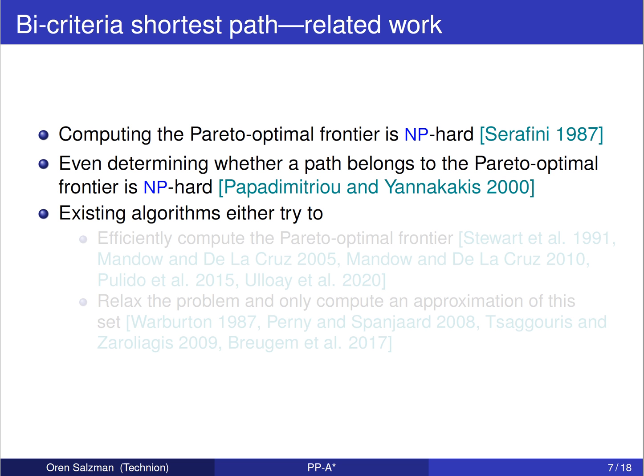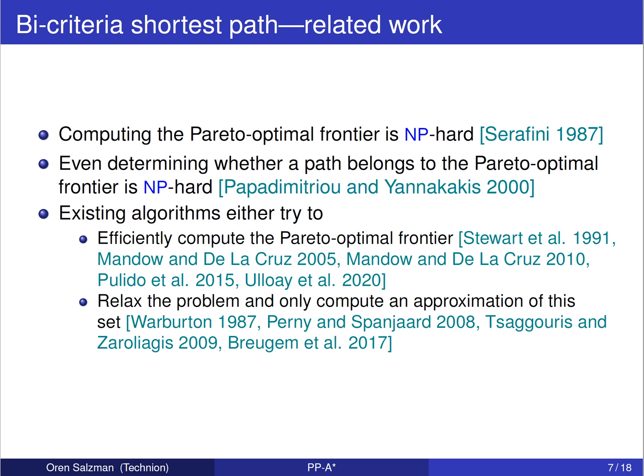So we would like to compute the Pareto-optimal path because these are the paths that in some sense are the best for some balance between the two optimization criteria. Unfortunately, computing the Pareto-optimal frontier is NP hard. Not only that, even determining whether a path belongs or does not belong to the Pareto-optimal frontier is already an NP hard problem. Now, existing algorithms to solve this bi-criteria shortest path problem either try to efficiently compute the Pareto-optimal frontier or try to relax the problem and only give some approximation of this set.